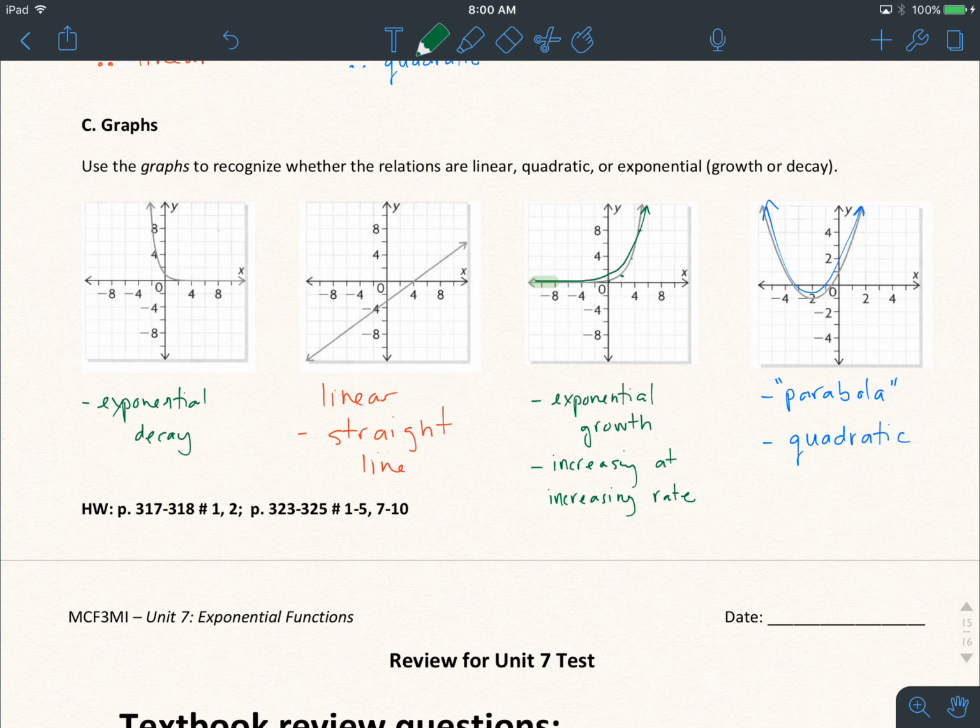Again, just to recap, what we've looked at here is characteristics of exponential functions and how you can identify them compared to other functions we've looked at like linear and quadratics by graphs, tables of values, and equations. So that's the end of the lesson.